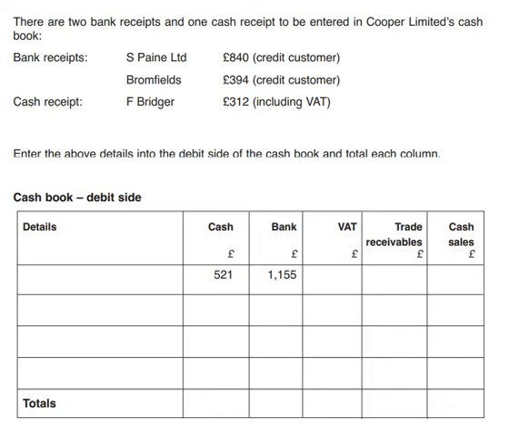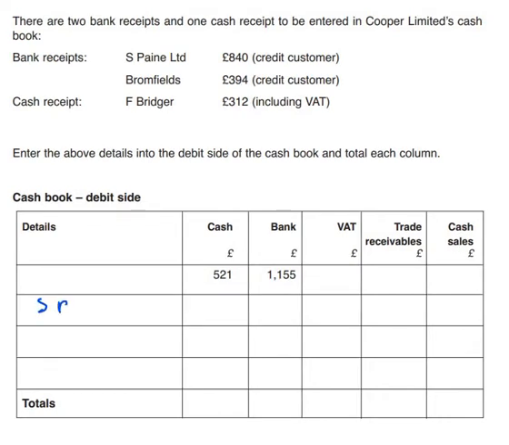So it says here there are 2 bank receipts and 1 cash receipt to be entered in Cooper Limited's cash book. So the bank receipts are from S Payne Limited for £840. So all we have to do is in the details here we put S Payne Ltd. And in our bank column we record the amount of money that has actually come into our bank account. So in this case it's £840.